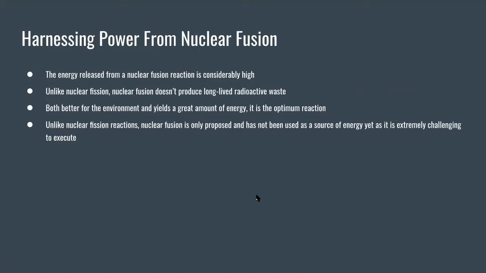Harnessing power from nuclear fusion. As aforementioned, the energy released from a nuclear fusion reaction is considerably high, almost quadruple the amount released from nuclear fission. Likewise, unlike nuclear fission, nuclear fusion doesn't produce long-lived radioactive waste. Since it's both better for the environment and yields a great amount of energy, it is ultimately the optimum reaction. However, unlike nuclear fission reactions, nuclear fusion is only proposed and has not been used as a source of energy yet, as it's extremely challenging to execute and it's considered the grand engineering challenge.